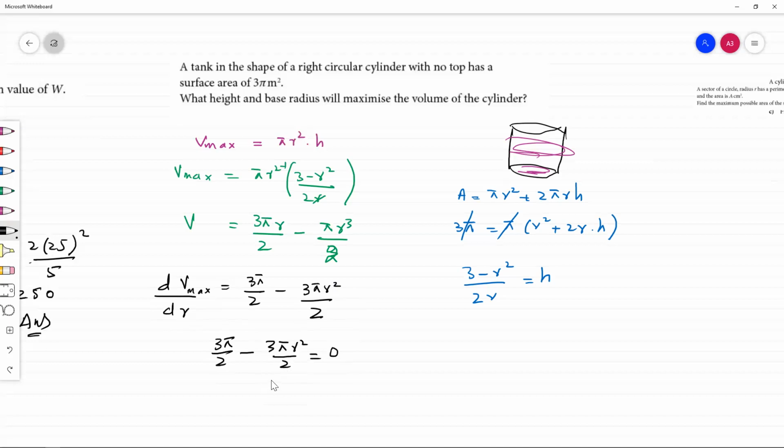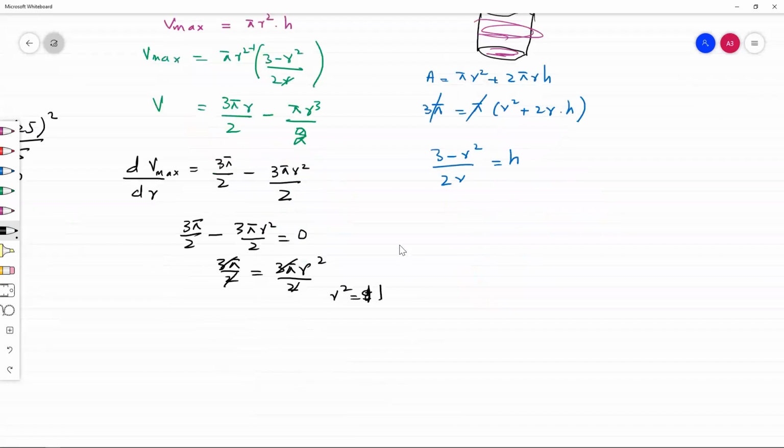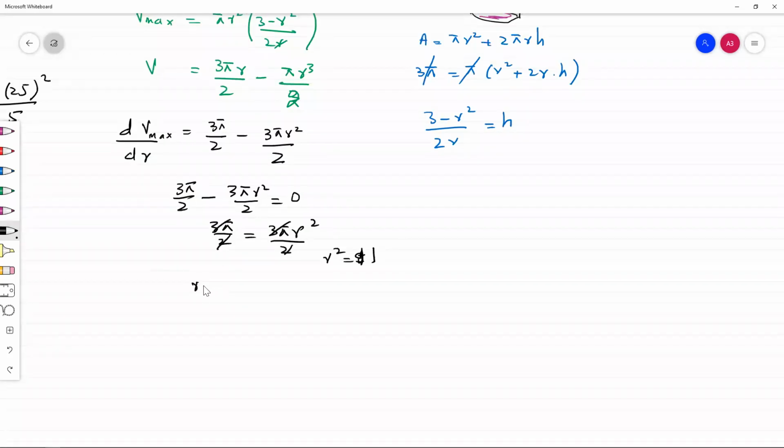So find r from here. 3 pi by 2 is equal to 3 pi r square divided by 2. So 3 pi cancels, 2 and 2 cancel. So r square would be equal to 1. When you take the square root, it would be plus minus 1. Again, look, we know that the radius can never be negative. So r is 1 to find the maximum volume. So r would be 1. In this way, we can find the maximum volume.